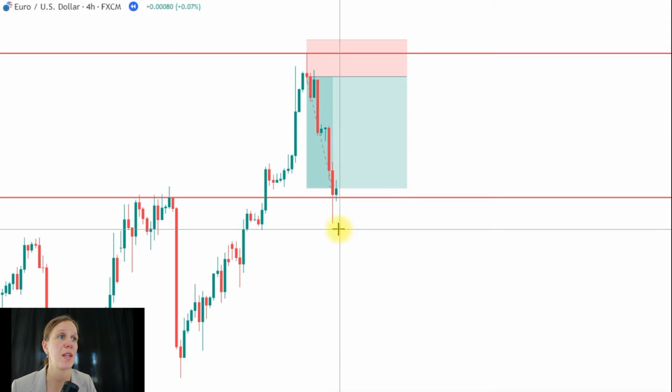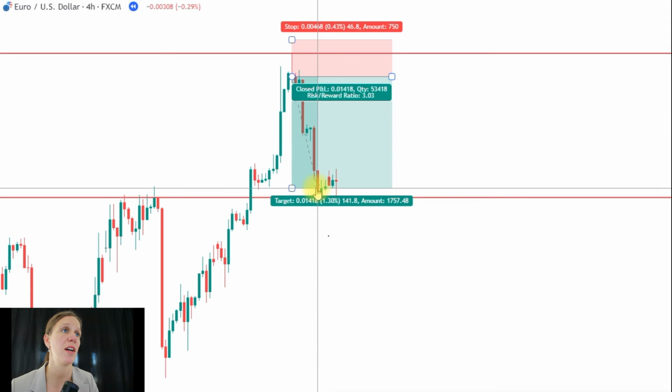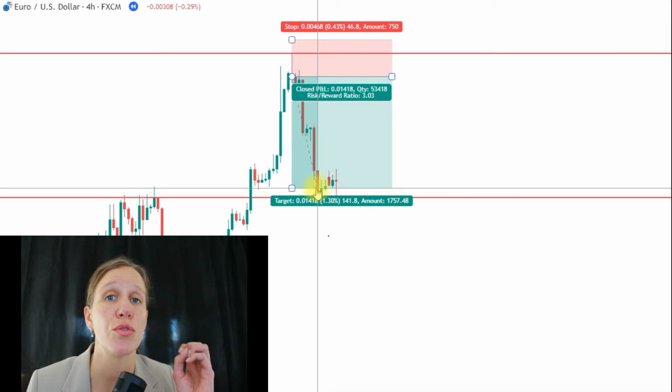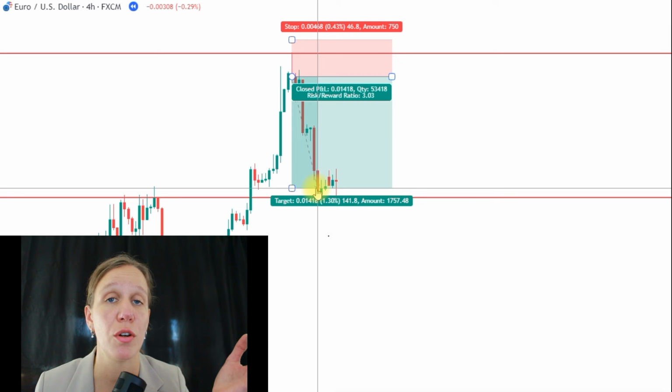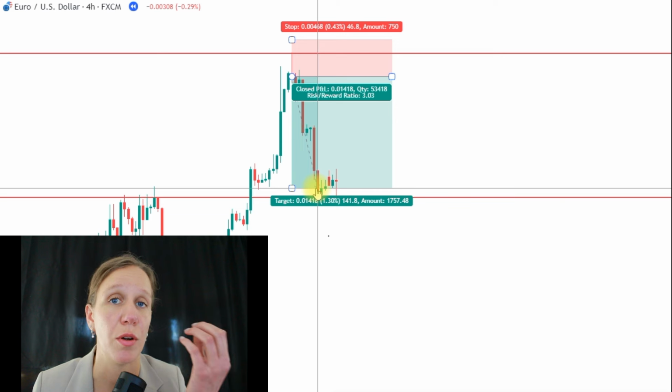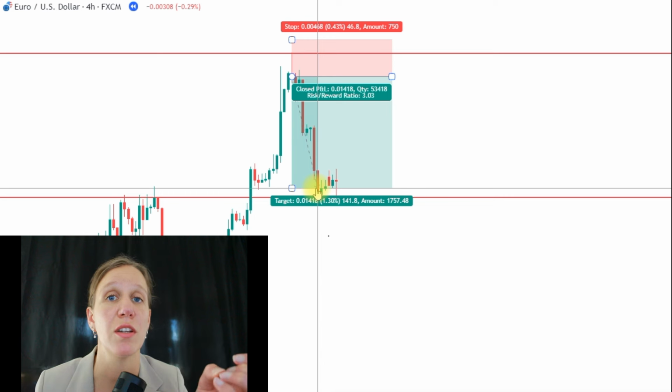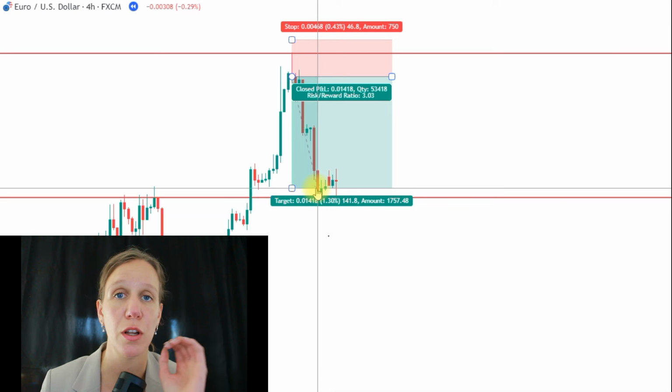The market came down with momentum, hit our target, and we cashed in a beautiful reward of 3 times our risk. So this is a great possibility to trade pullbacks. And sometimes, of course, if you catch the pullbacks right at that point where the market reverses, it's also possible to catch even longer trades. But pullback trading in really trending markets on the 4-hour chart is a really good possibility for clean and good trades.